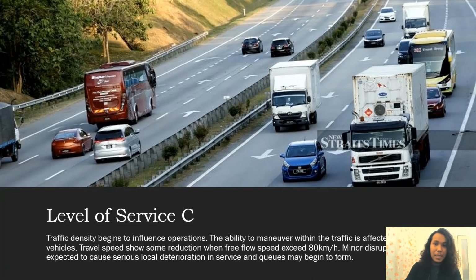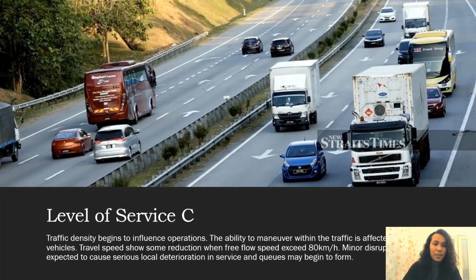Seperti yang dalam gambar rajah ni, kereta makin padat dan makin rapat. So ini adalah level of service C. Dia punya traffic definisinya adalah traffic density begins to influence operations. So maksudnya kesesakan jumlah trafik dah mula kacau dekat speed ataupun operasi pemanduan, and the ability to maneuver within the traffic is affected by other vehicles.